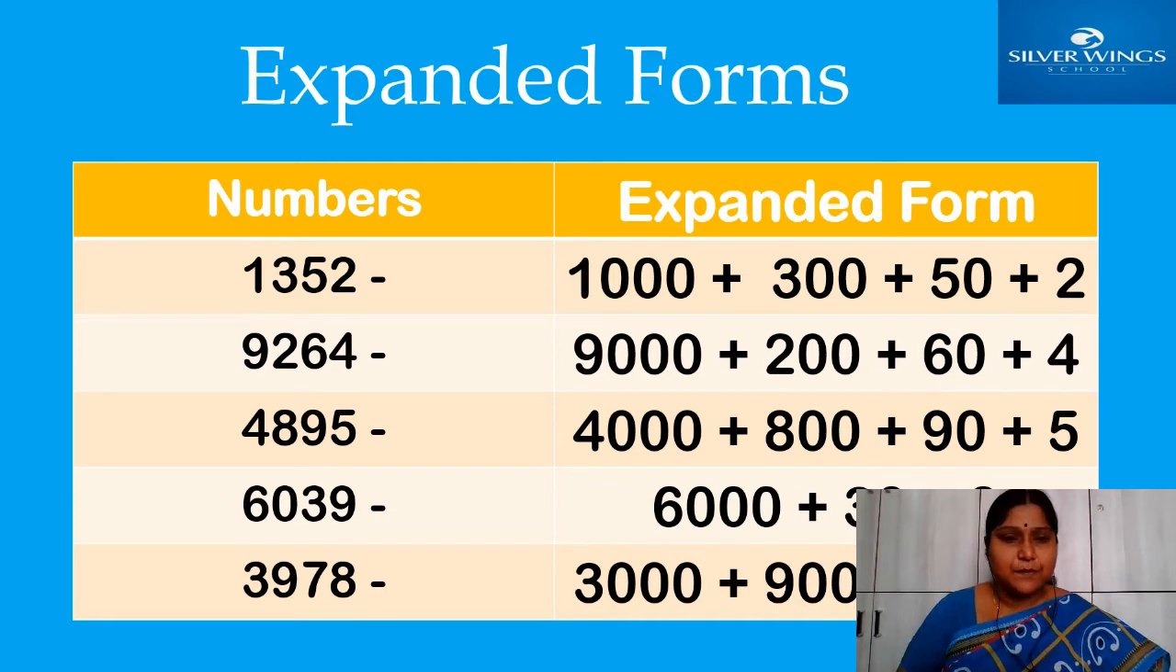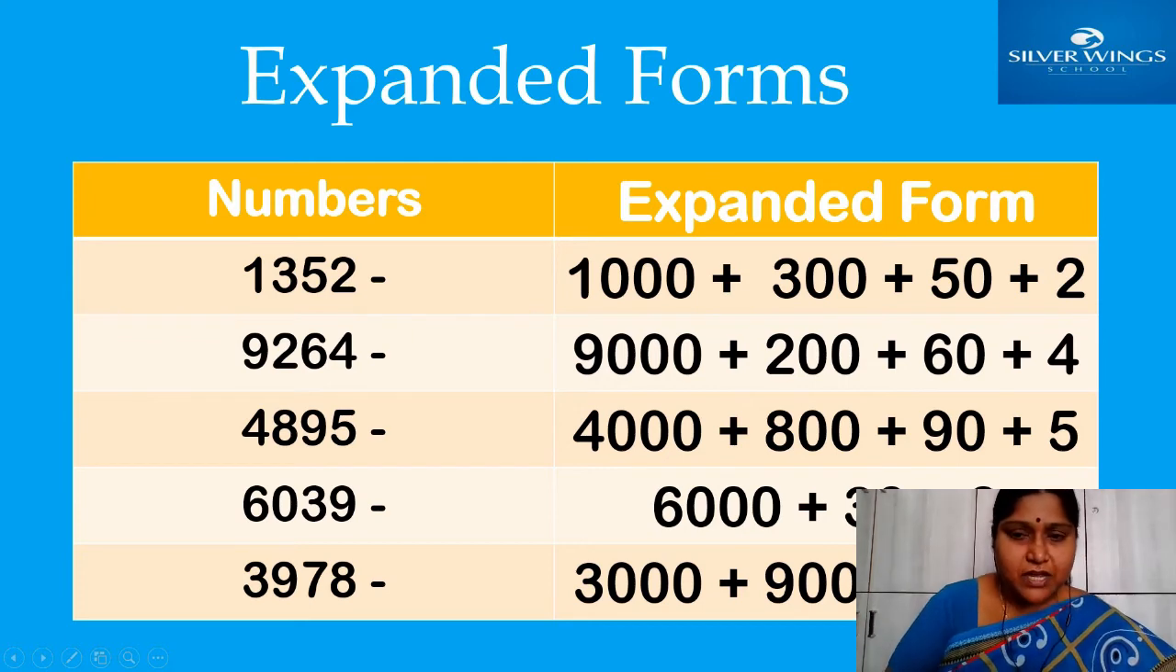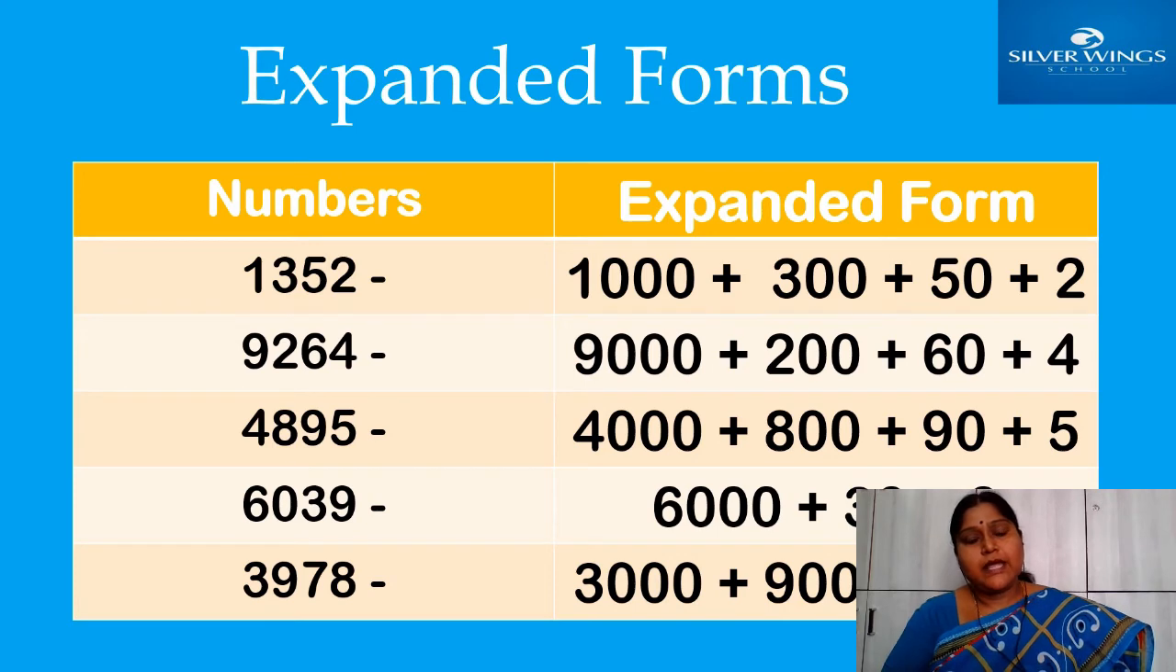See here, first number. Here I will revise the number name also. Observe carefully. First number 1352. Place values you already know. You start from here, 4 digits. That means the first digit is in the thousands place, the second digit in the hundreds place, the third digit in the tens place, the fourth digit is in the ones place.